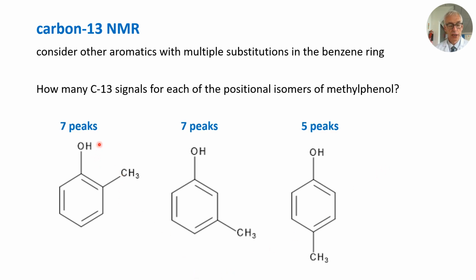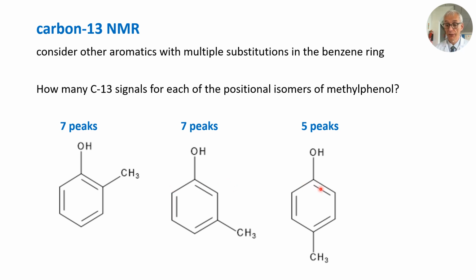We'll see that 2-methylphenol has 7 peaks. There are no chemically equivalent carbon environments. There are 1, 2, 3, 4, 5, 6, 7 different chemical environments for each carbon. They're all at different distances from the oxygen of the phenol group and the methyl group. So similarly here, we've got 7 peaks, 1, 2, 3, 4, 5, 6, 7 different environments.